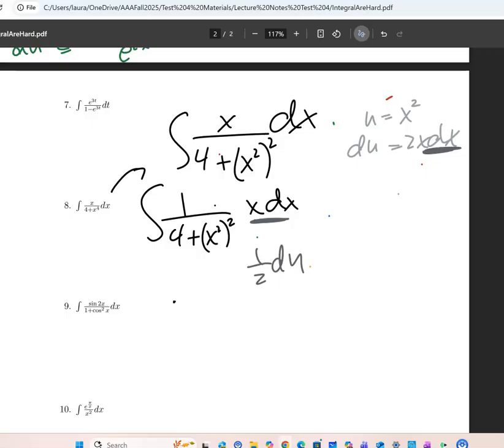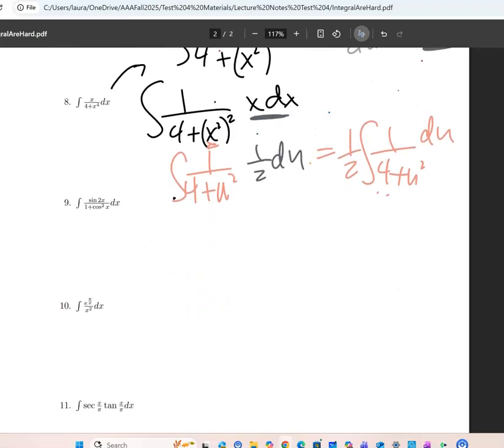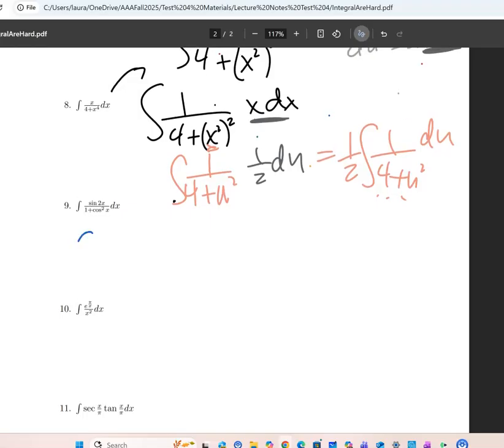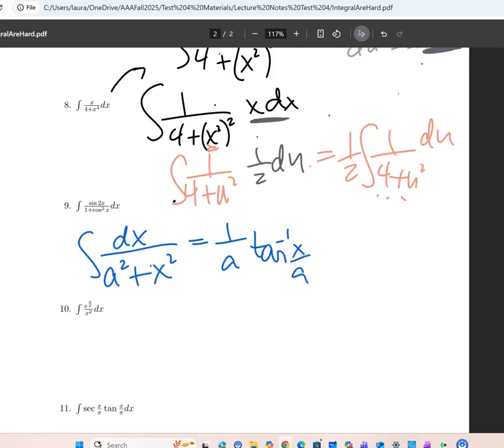So what else happens over here? If I put in u is x squared, I'd get 1 over 4 plus u squared. So I'm going to pull the 1/2 on the outside, du. Looking at this, oh right, there's that other thing on your memory sheet that's new. If it's a squared plus x squared, so not just 1 squared plus x squared, it turns out to be 1 over a times inverse tangent of x over a.